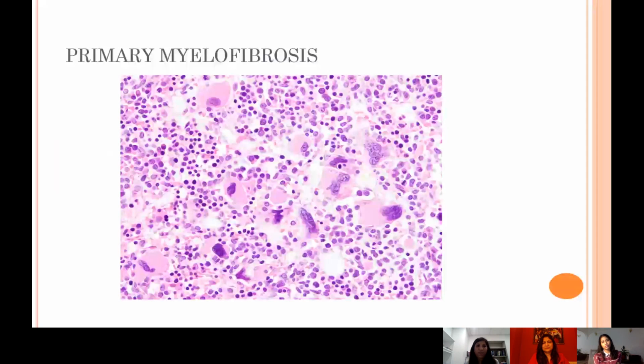This case is primary myelofibrosis. Again, you can see this is very packed marrow. I'm seeing only one fat space here, but significantly increased megakaryocytes, and they are hyperlobated, hyperchromatic. They are very dysplastic and bizarre looking, and cellularity in the background is quite increased. So this was primary myelofibrosis.